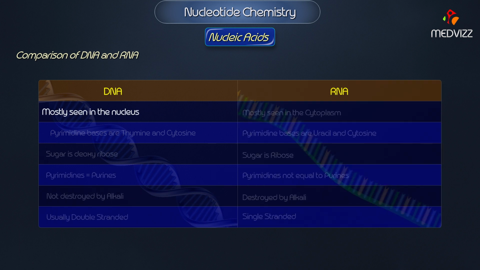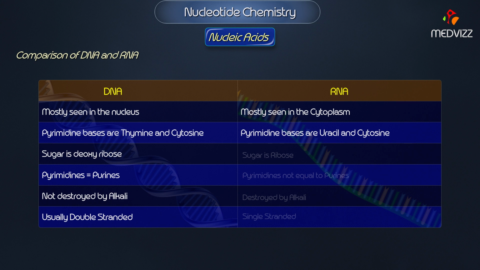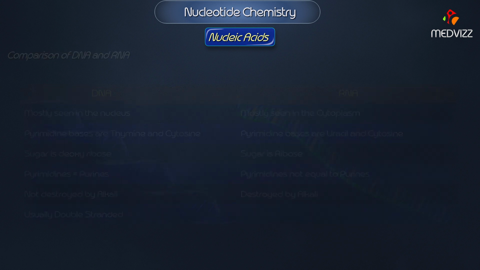DNA. It is mostly seen in the nucleus. Pyrimidine bases are thymine and cytosine. Sugar is deoxyribose. Pyrimidines equal purines. They are not destroyed by alkali, and are usually double-stranded. RNA. It is mostly seen in the cytoplasm. Pyrimidine bases are uracil and cytosine. Sugar is ribose. Pyrimidines do not equal purines. They are destroyed by alkali and it is single-stranded.